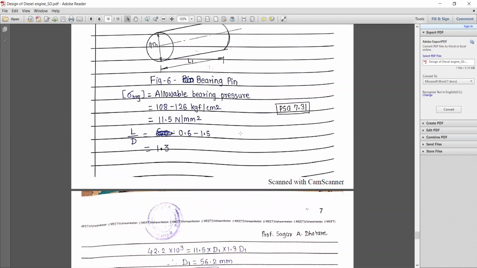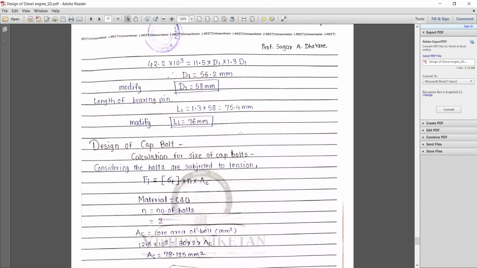So allowable bearing pressure is equal to 108 to 126 kgf/cm square, referring PSG page number 7.31. So we are considering it 11.5 newton per mm square. L by D ratio, we can choose in the range of 0.6 to 1.5. We are considering 1.3.